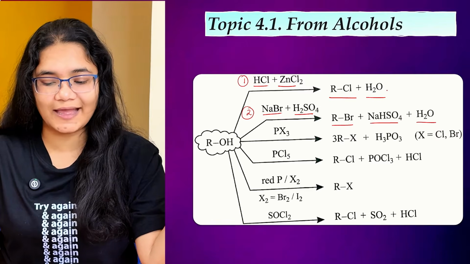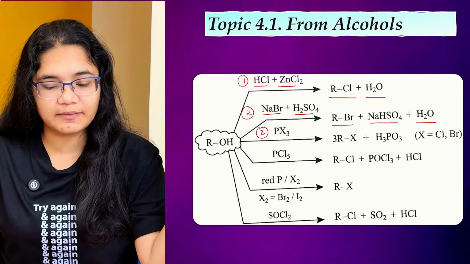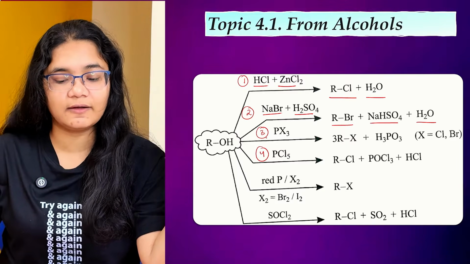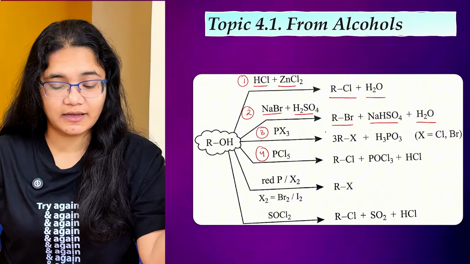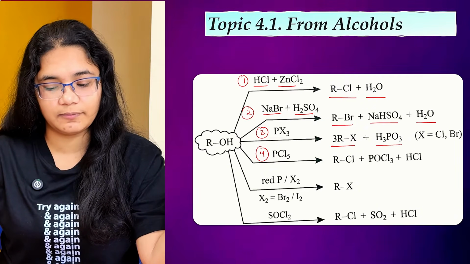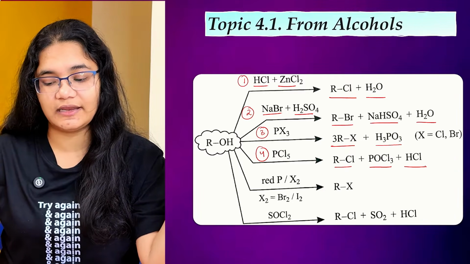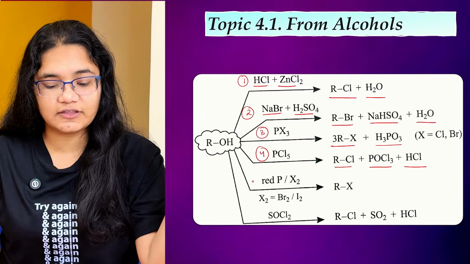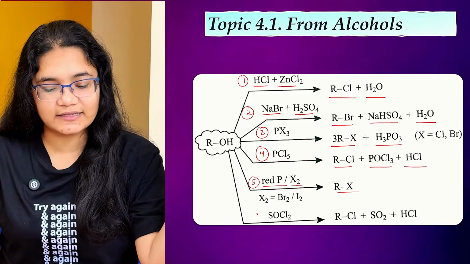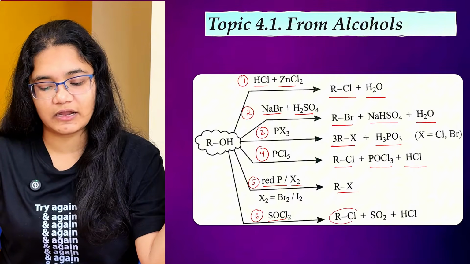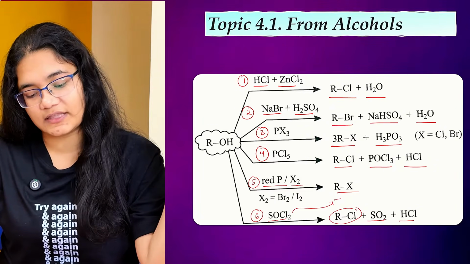Now, in these two reactions, the byproducts are not important. The main products are important. But here, with PX3 and PCl5, the byproducts are very, very important. So you can use either PCl3 or PBr3. You will get 3RX plus H3PO3. And if you use PCl5, then we'll get RCl plus POCl3 plus HCl. Okay. Next, the fifth one is red phosphorus and X2, and here you will get RX. And the sixth one is SOCl2, where you will get RCl plus SO2 plus HCl. Now, this particular reagent is called thionyl chloride.